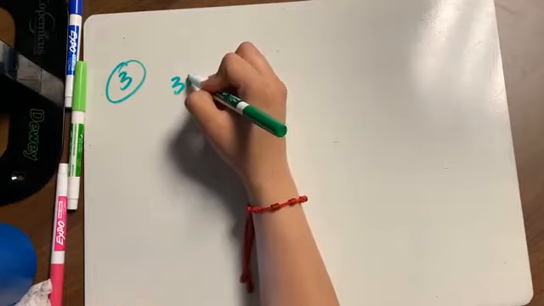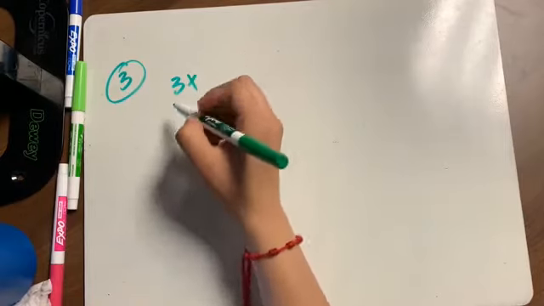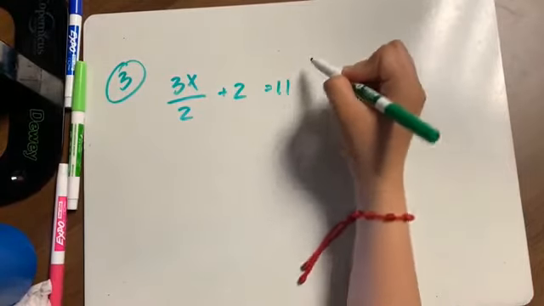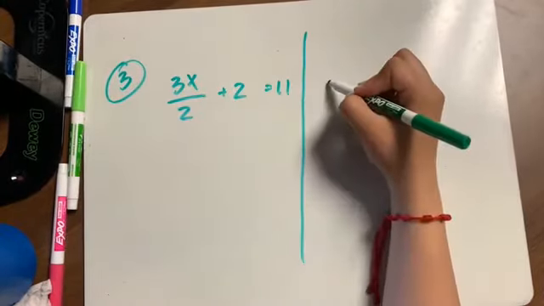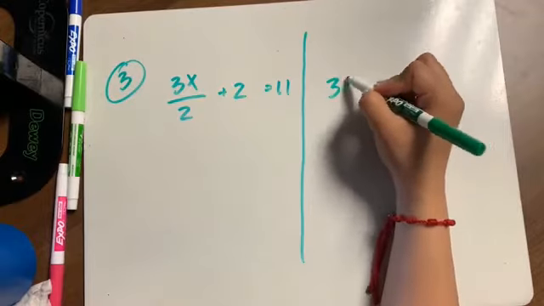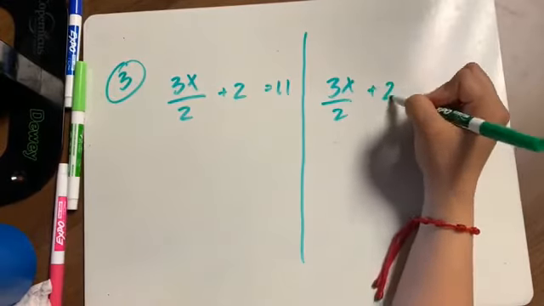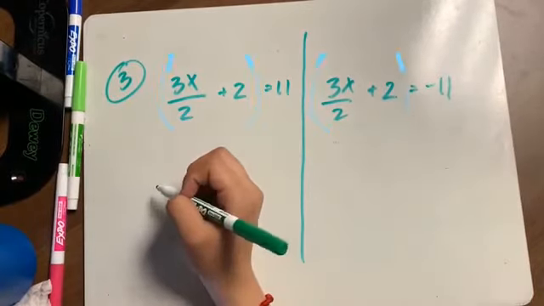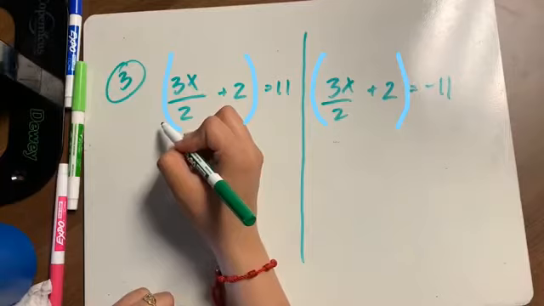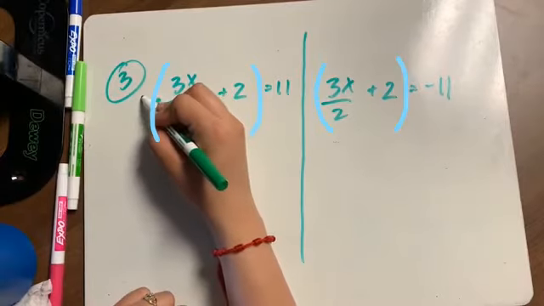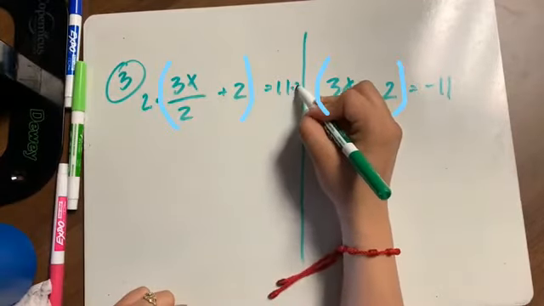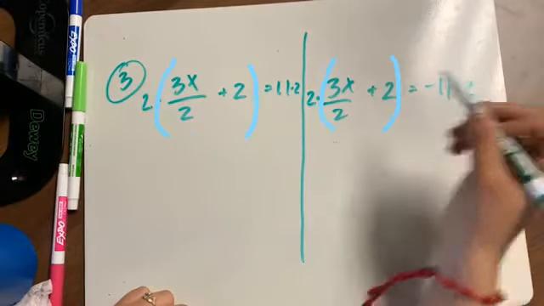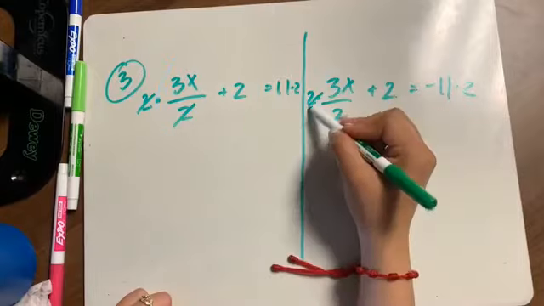Now we will rewrite the equation into two problems since absolute value equations can have two answers. You are left with 3x over 2 plus 2 equals 11 on the left and 3x over 2 plus 2 equals negative 11 on the right. Our next step is to multiply both sides of each equation by 2 because 3x is being divided, and you will get rid of the fraction by multiplying by 2.